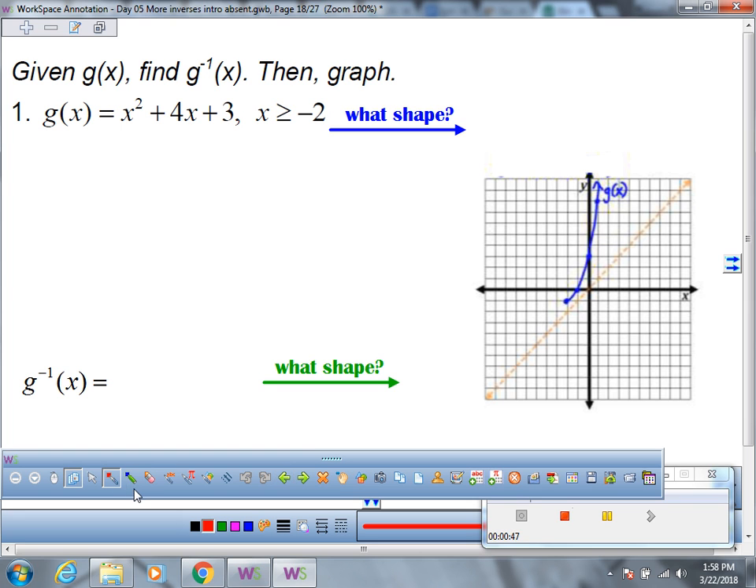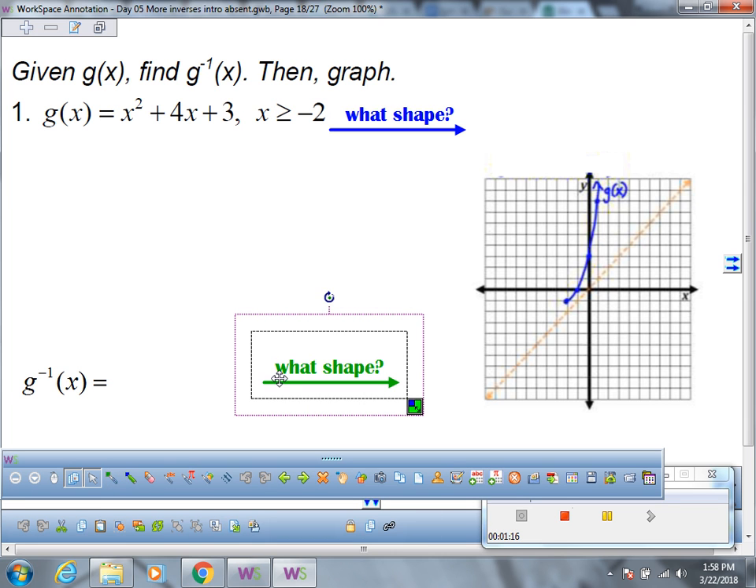What type of shape is it going to be? When I reflect, see it's already drawn for you. When I reflect that over y equals x, what type of shape is it going to be? This is half of a quadratic right now. No. What's the inverse of a parabola? A square root function. It's going to be a square root function. All right. So now that I've said that, I'll go ahead and get rid of this.